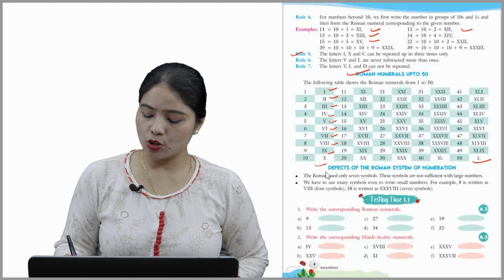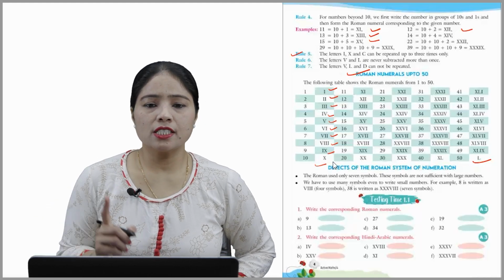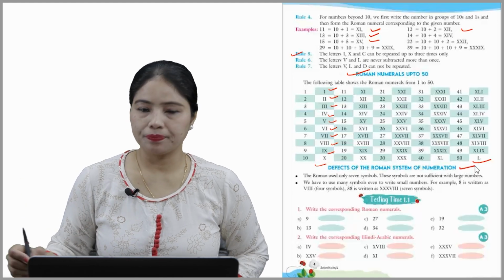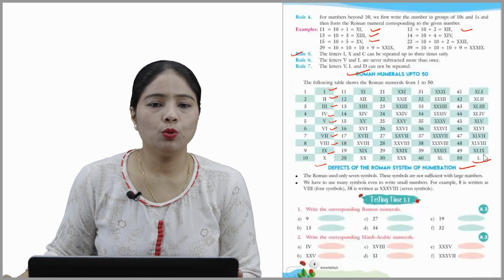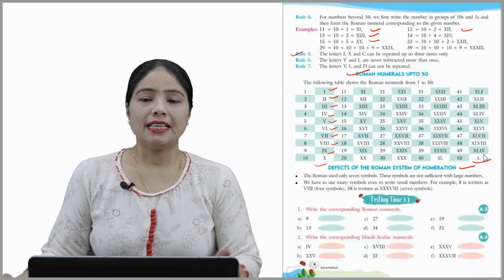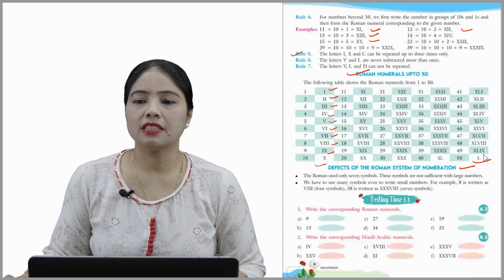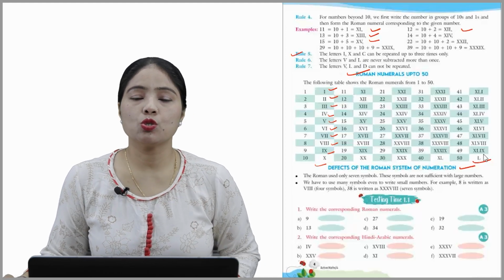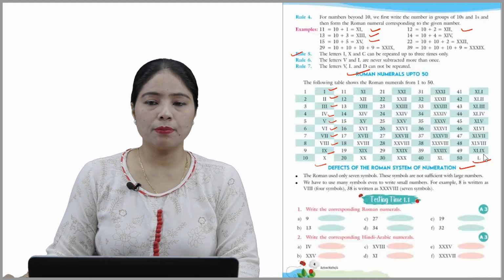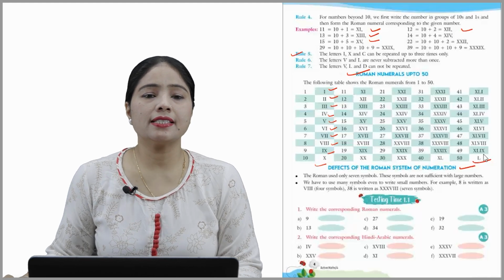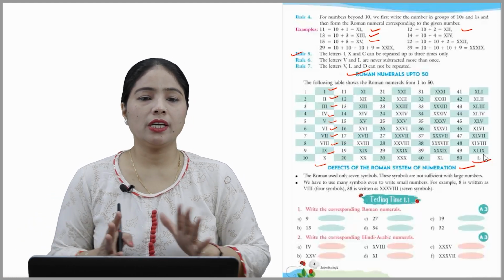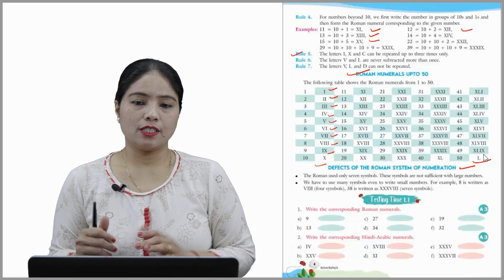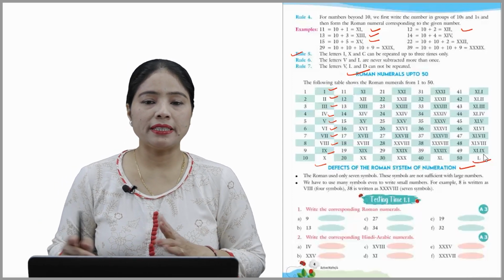Now move on. Next topic, this is defects of the Roman system of numeration. So let's see. The Romans used only 7 symbols. These symbols are not sufficient for large numbers. We have to use many symbols even to write small numbers. For example, 8 is written as, yes, VIII, 4 symbols. 38 is written like that, 7 symbols. Hope you understood. So now move on, beta.